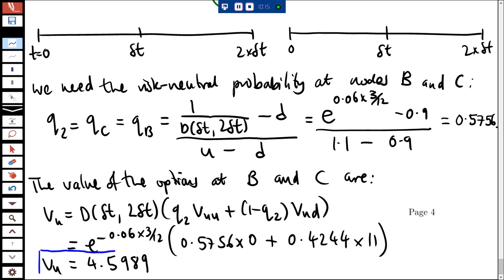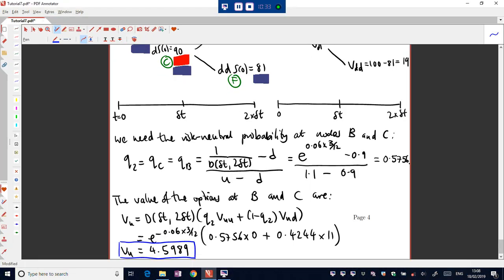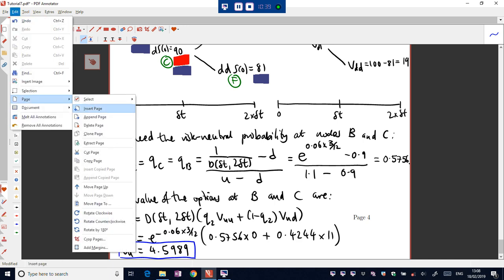Okay, we're not finished yet, far from. We've just calculated the value of the option at node B, and we can easily calculate it at node C using a similar idea. I've run out of space. One page should be enough, I think. Soon find out.